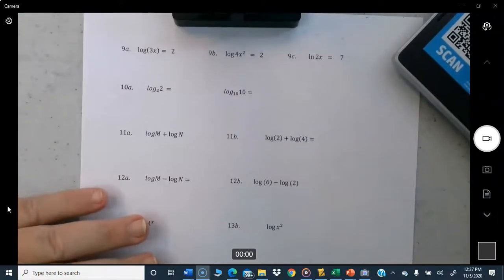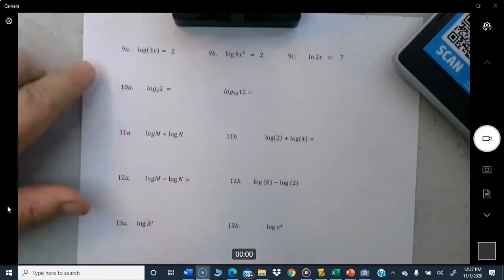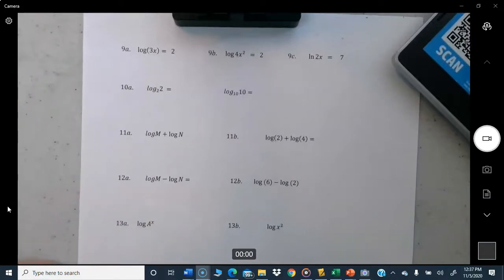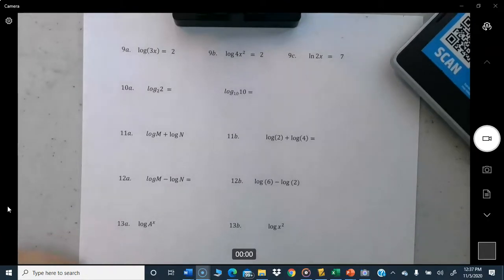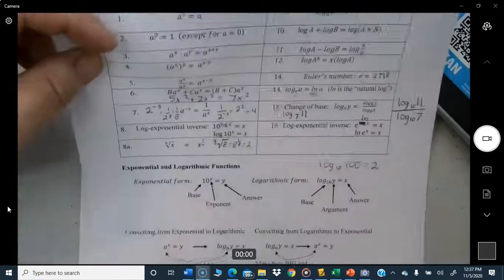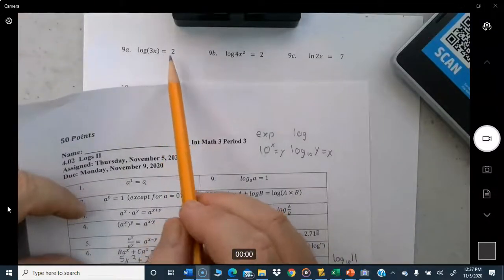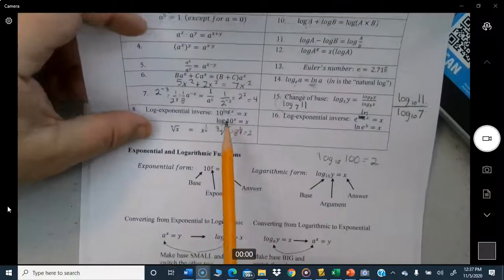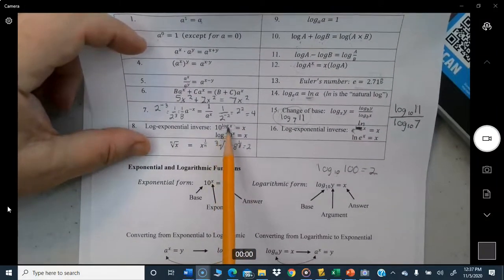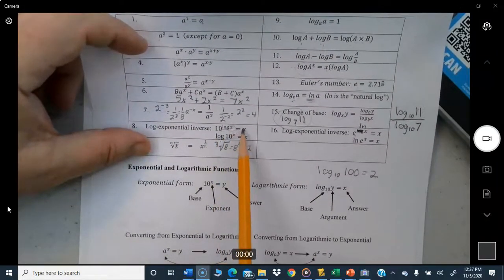Okay, next thing is this is another inverse problem. Log of 3x equals 2. How do you figure out what x is? You need to unwrap that x from the log there, okay? So how do you do that? Well, we have the other inverse principle that if I can take these two and make them exponents of 10, so 10 to the log x, it's going to equal whatever that x is.